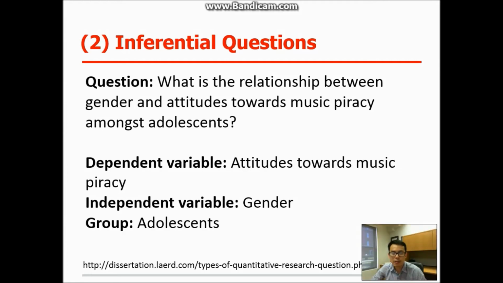So this is another inferential question. What is the relationship between gender and attitude toward music privacy amongst adolescents? When you look at this question, you should first identify if there is a dependent variable and an independent variable, if there is a cause or outcome in this question. Specifically here you will say gender might be the cause and attitude towards music privacy will be the outcome. Because it examines two factors, we consider this an inferential question, and your study group would be adolescents, without specifying which country or which study area.